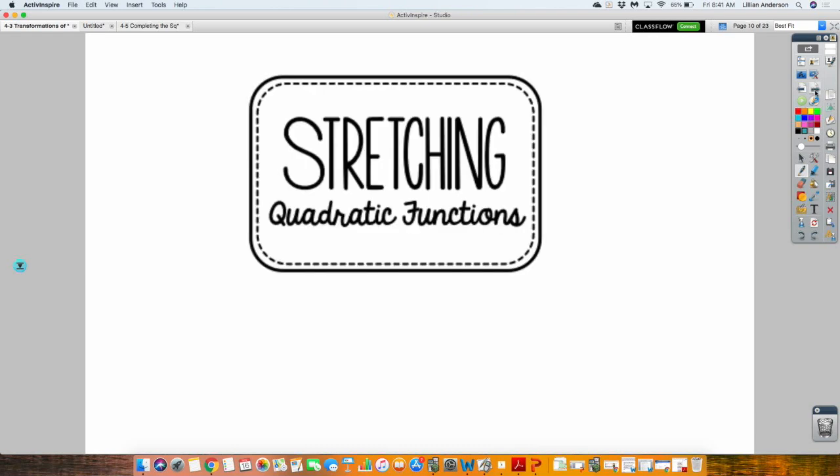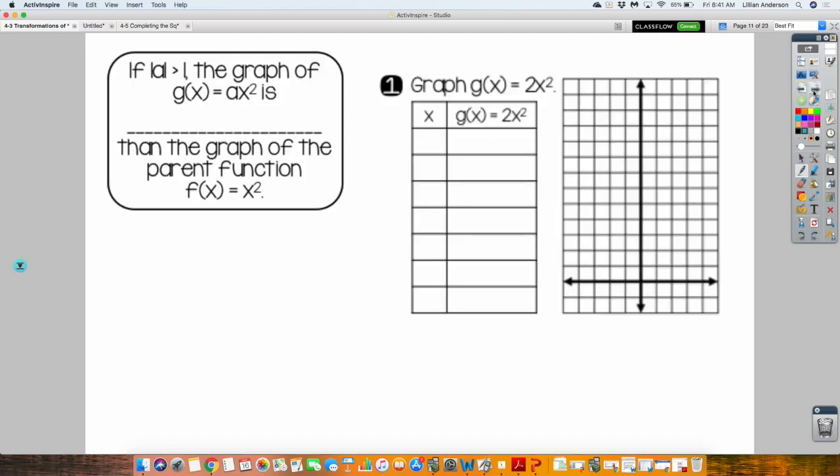So if we look at the stretching to start, we're going to start with stretching a quadratic function, okay? If the absolute value of a, remember a is that number that's attached to the x squared, is greater than 1, then the graph of ax squared is narrower than the graph of the parent function x squared. Narrow. What's another word for narrow? A little louder? Skinny. Yes. So if the absolute value of a is bigger than 1, then it makes the graph skinnier.